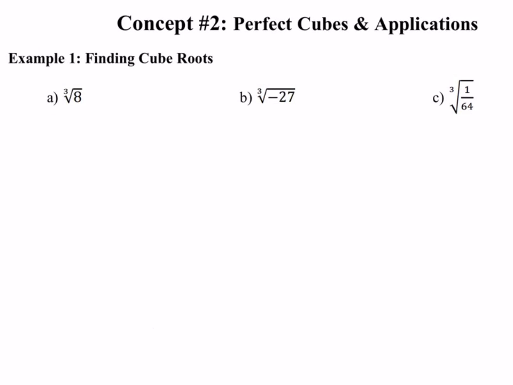Hi, welcome back. Today we're talking about perfect cubes and their applications. So in a previous lesson we talked about square roots, and square roots were just what times itself gives you the number underneath the radical. So if you have a 3 on the outside, like we do in these 3 examples here, that means it is a cubed root. So we need to know what times itself 3 times gives us 8.